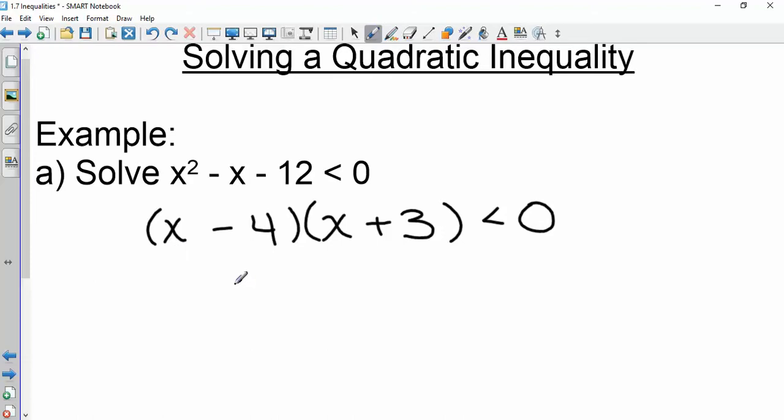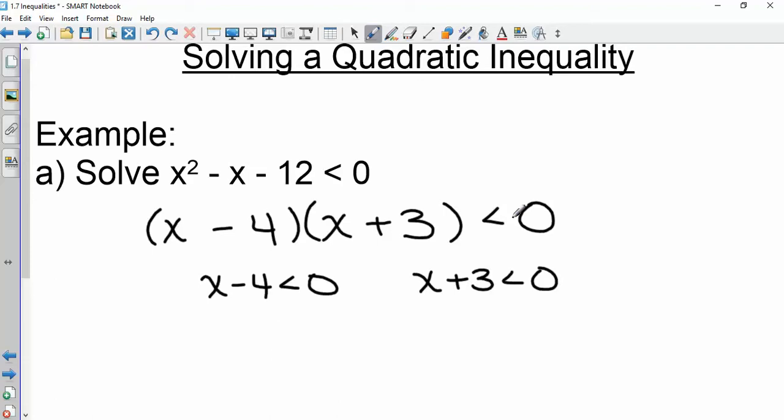Okay, here's where it's different though. Just sit back and watch for a second. Don't write this down. People always want to just jump and say each one of these things has to be less than 0. Here's the problem. If these are both less than 0, then they're both negative. If you multiply two negative numbers, what do you get? A positive. And is a positive going to be less than 0? No. The only way this will be less than 0 or negative is when one of these things is positive and one of them is negative.